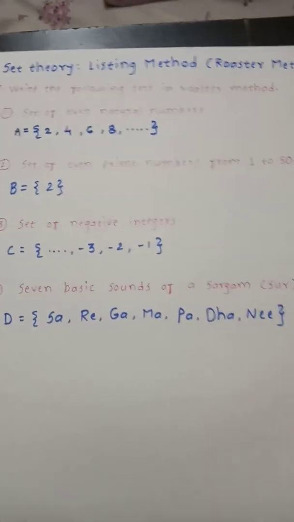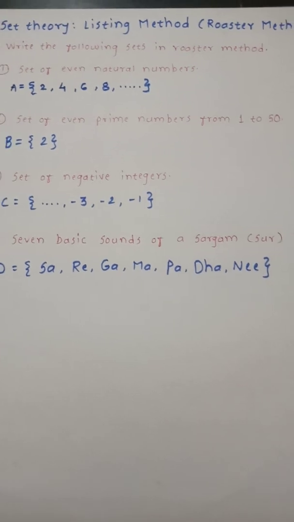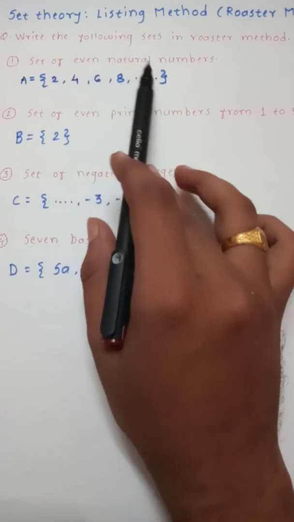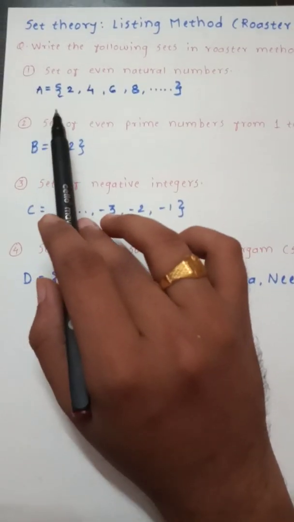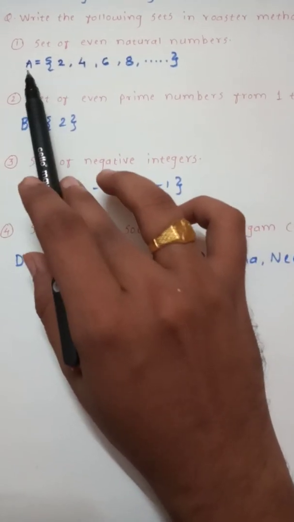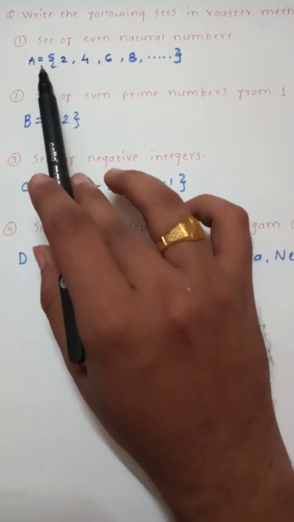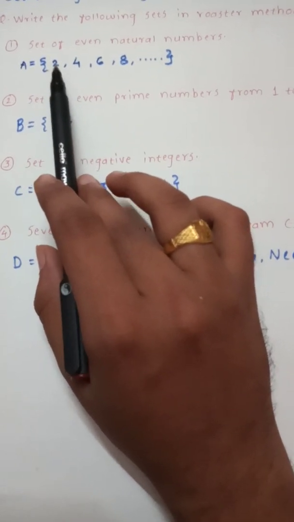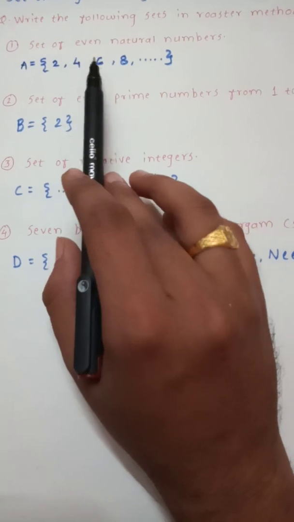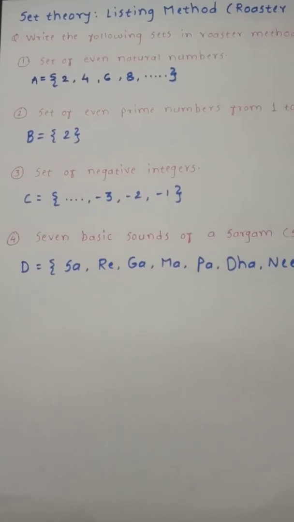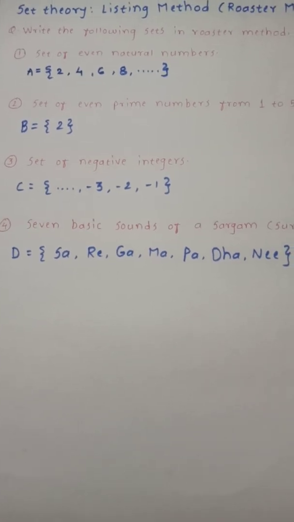The first question is given as: write the following sets in roster method. The first one is given as the set of even natural numbers. We need to write only the even natural numbers. So we have assigned the set name as capital A is equal to, inside the curly brackets we have written 2, 4, 6, 8, up to infinity. This is the answer for our first question.